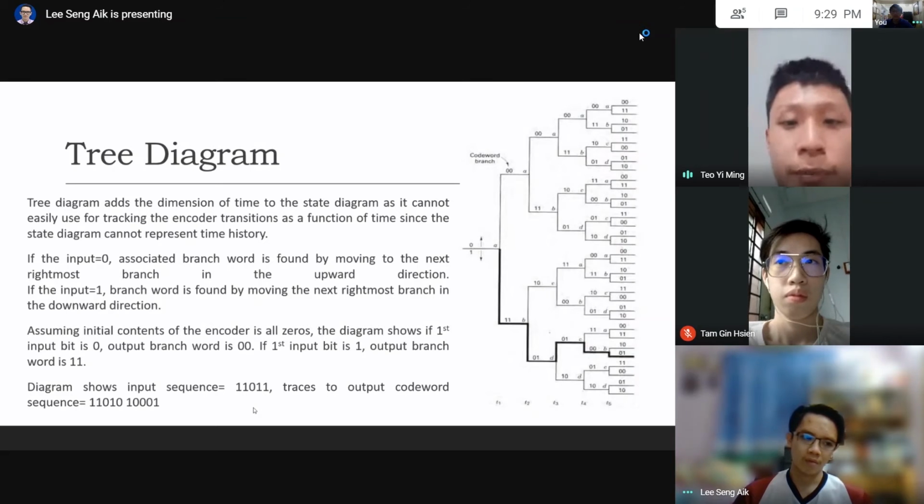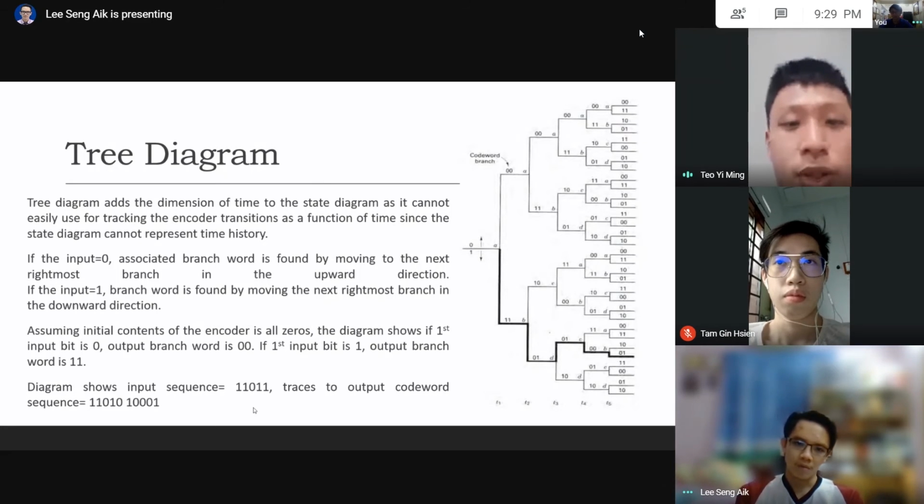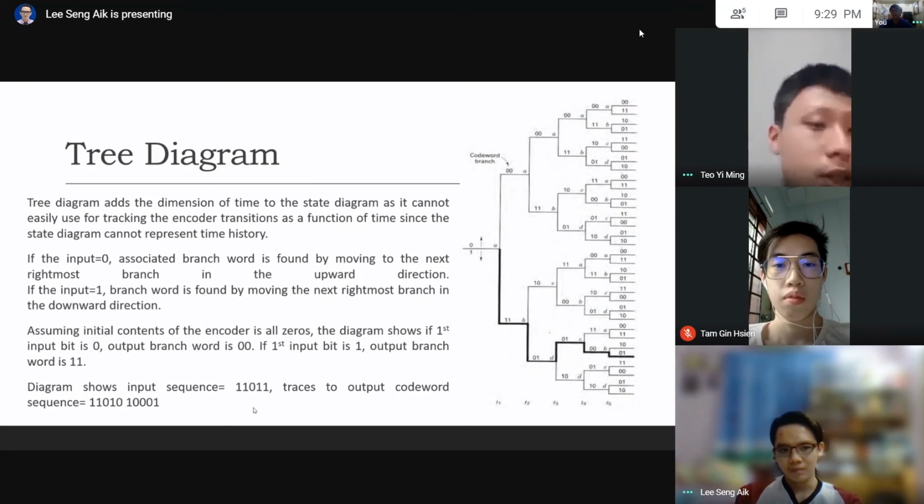Next is the tree diagram. Beside is the tree diagram. The tree diagram adds the dimension of time to the state diagram, as the state diagram cannot easily be used for tracking the encoder transition as a function of time, since it cannot represent time history.